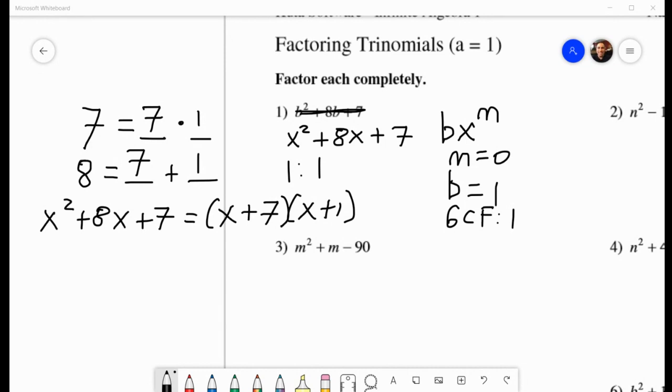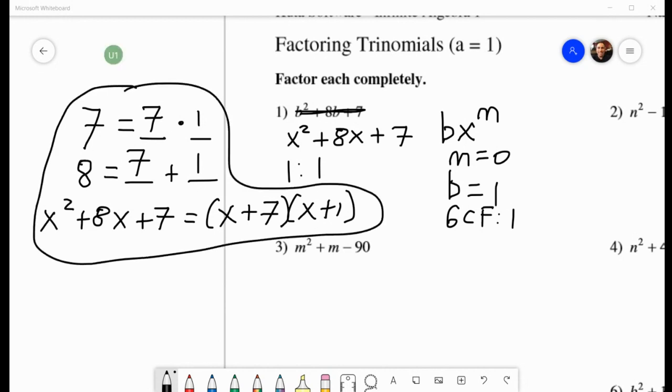Any other questions? Would it matter whether it was x plus 7 then x plus 1, or x plus 1 and then x plus 7? No. You can multiply in any order you want, so you'll get the same thing. How many steps do you have to show on a quiz? On a quiz, if you can show just this, that's all I'm looking for. Okay? Good. Awesome.